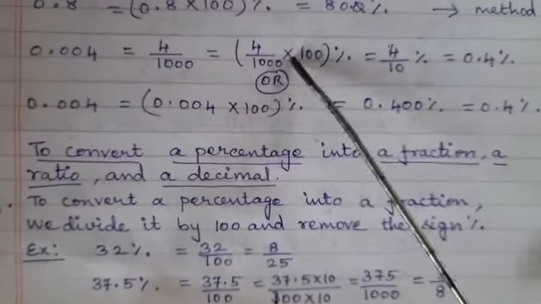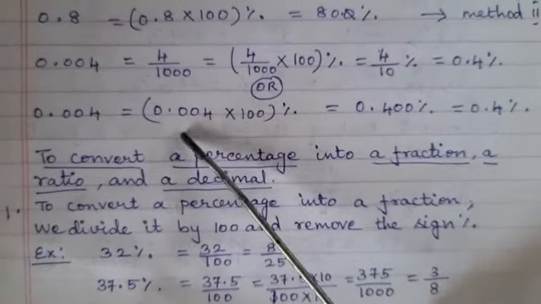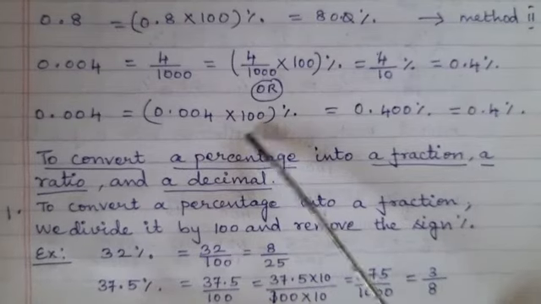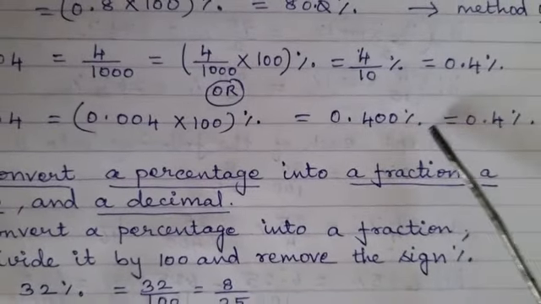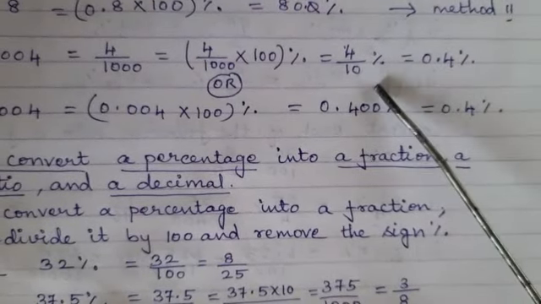Then the alternative method, that is 0.004 is equal to 0.004 multiplied by 100%. This is multiplication of decimal by 100. So the answer is 0.400 percentage, which is equal to 0.4 percentage. Any one method you can opt.